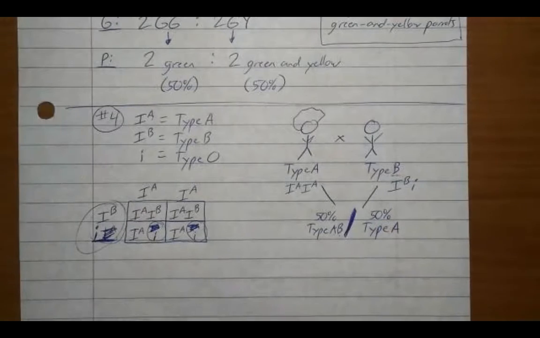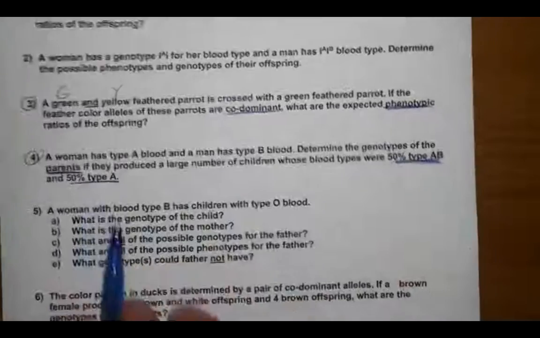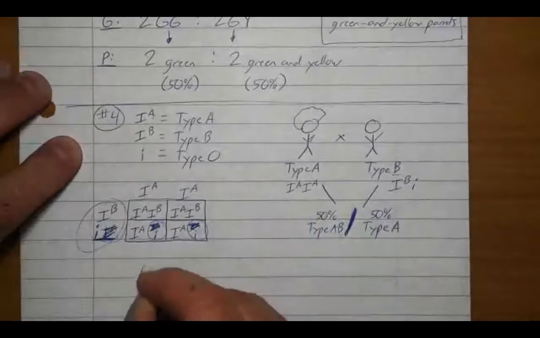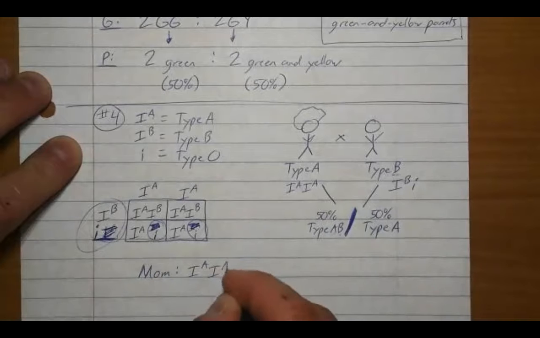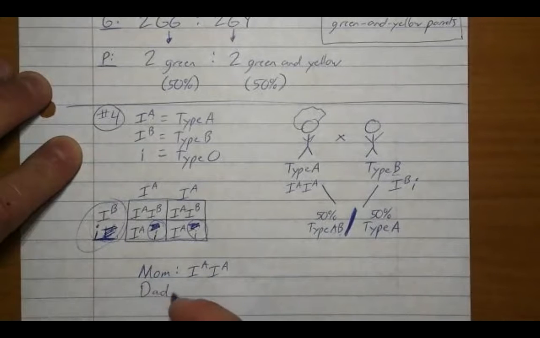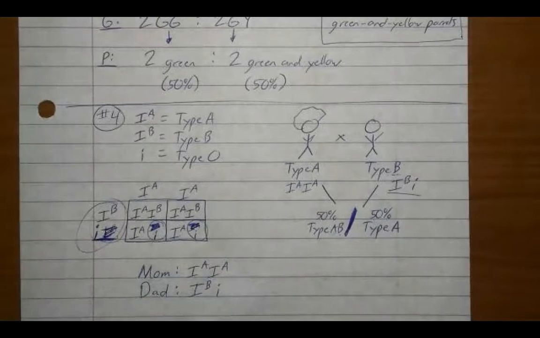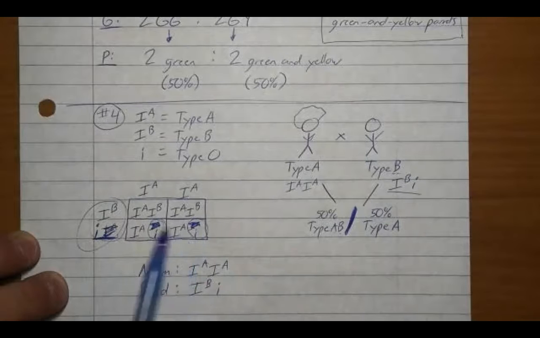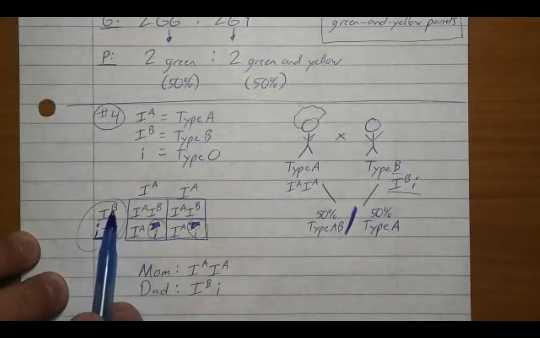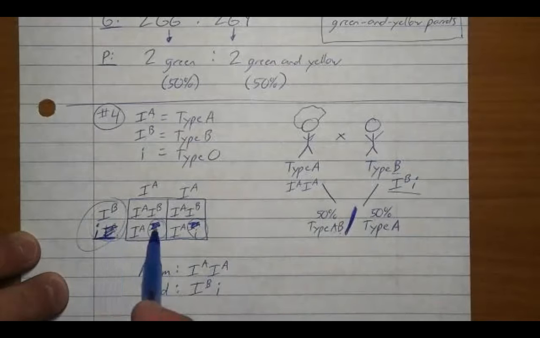And so then we go back to the problem and we say, all right, what did you want to know? Determine the genotypes of the parents. Boom, they're right there. Mom is I to the A, I to the A. That's her genotype, or letters. Dad is I to the B, i. Again, why do I know that? Because if this was I to the A to make that capital I to the A, capital I to the A, then that would make dad A and B, and dad is not A or B, he's only B. So that capital I to the A doesn't work.